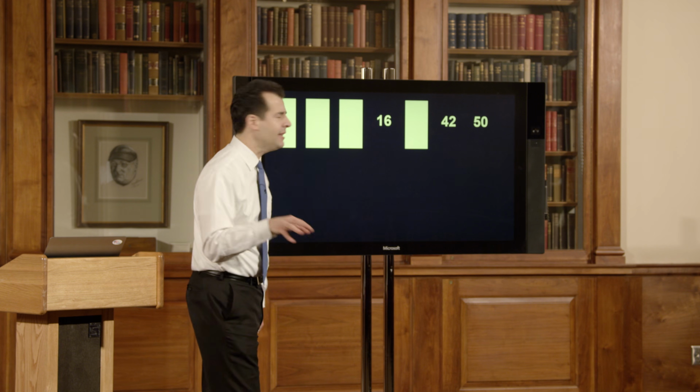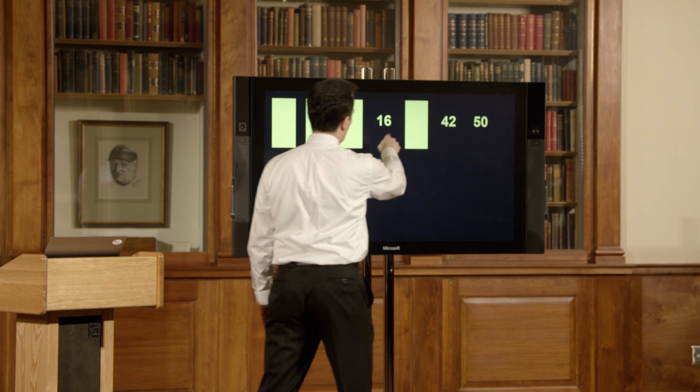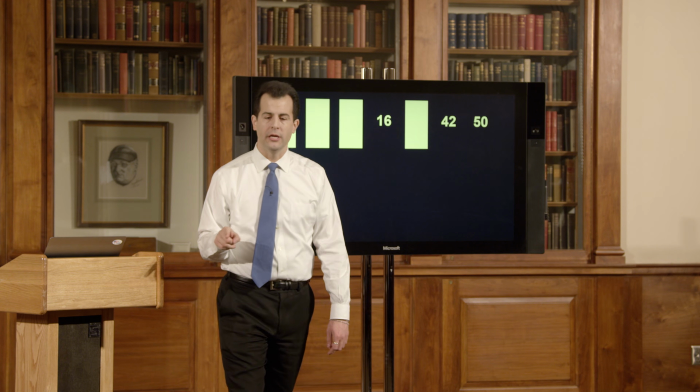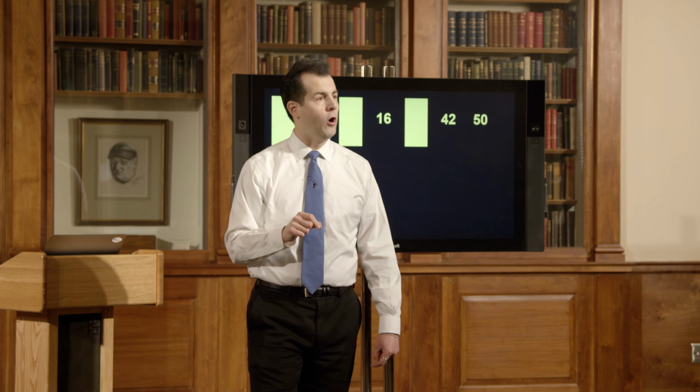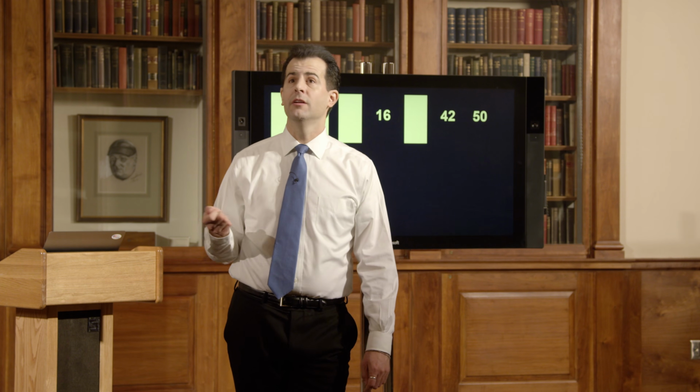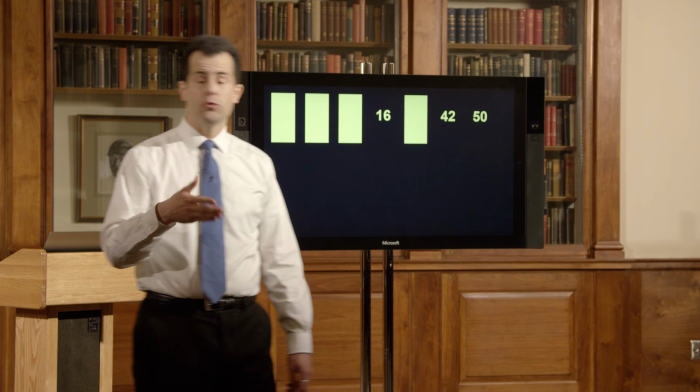So what is that math? Well, if I have 1, 2, 3, 4, 5, 6, 7 doors initially, and I want to find the middle one, I'm actually just going to do what? 7 divided by 2, which gives me 3.5.